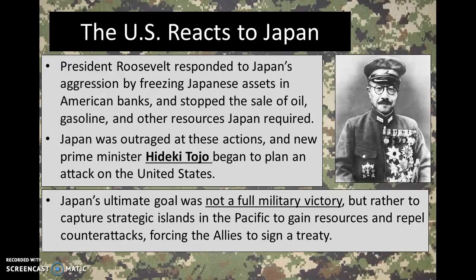Now, it's important to understand that Japan's ultimate goal was not a full military victory. They didn't want to invade the United States in any way. They didn't want to come in to the West Coast and conquer any land or anything like that. But instead, they wanted to capture specific strategic islands in the Pacific Ocean to get the resources they needed and also give them a good military standing to be able to fight off any counterattacks. And then by doing so, Japan hoped to eventually force the United States and the Allies to sign a treaty, which would allow them to keep these new territories that they had conquered.